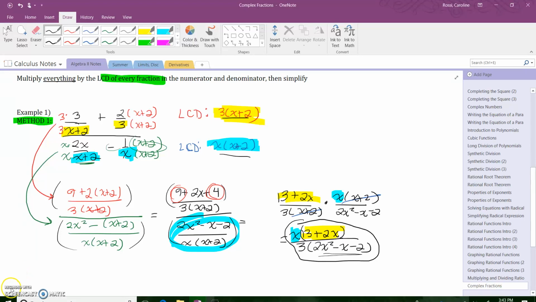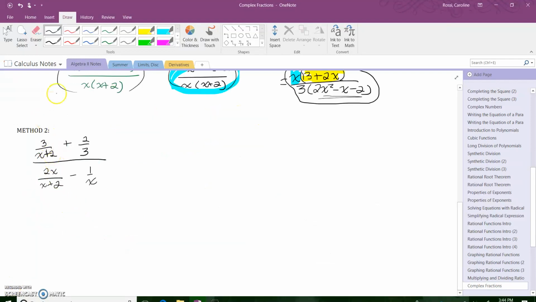So make sure you have method 1 written down, and I'm going to put method 2 below it, and you can compare them. For method 2, I'm going to look at all 4 of my denominators at the same time. I'm not pretending that part of the fraction doesn't exist. Everything is there, and I want the LCD of all 4 denominators here. So I see x plus 2 repeating here, so I only need to write that once. I see a 3, and I also see an x. So 3x times (x plus 2), that's going to be my LCD.